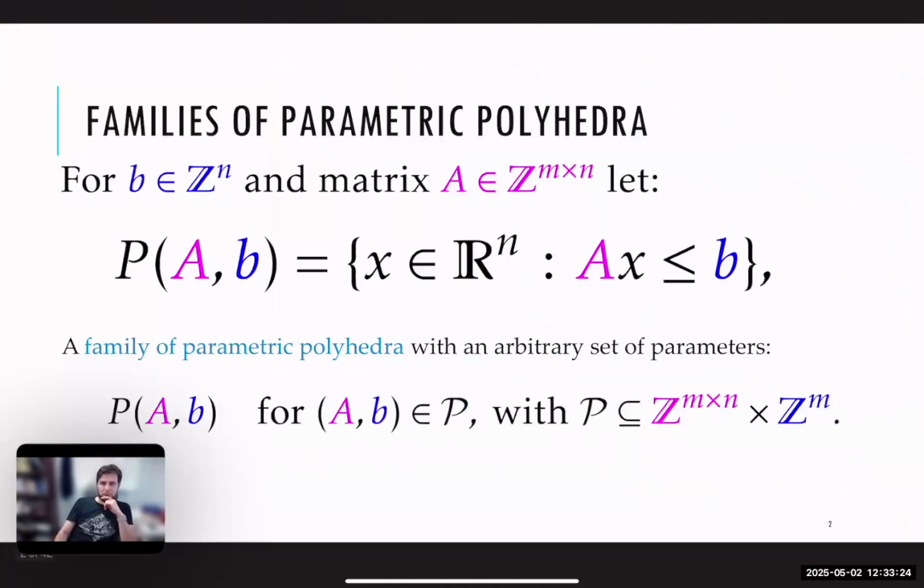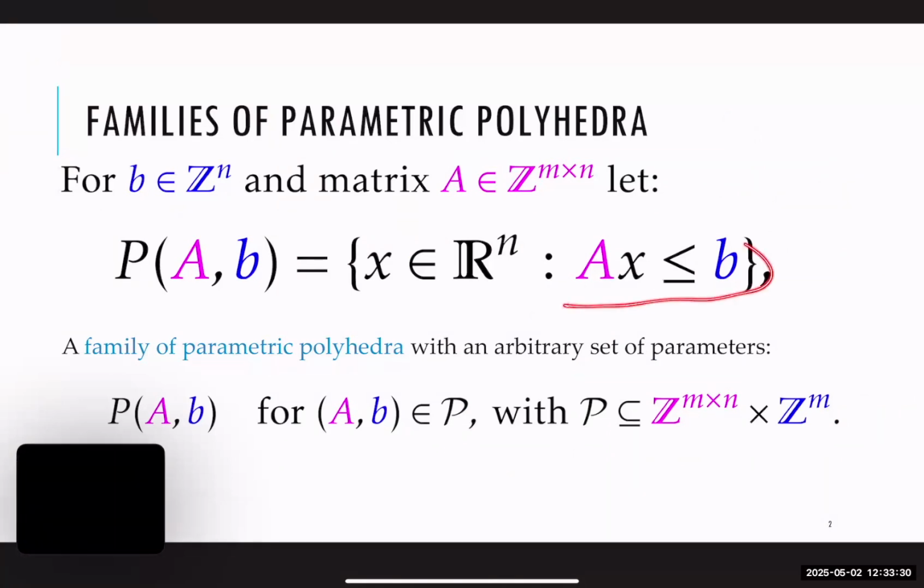So the talk today is ongoing work on parametric polyhedra in MIPs. Let me tell you what I understand as a parametric polyhedra. It is just a typical polyhedron that we know, but I parameterize it by changing the data, let's say the matrix or the right-hand side vector.